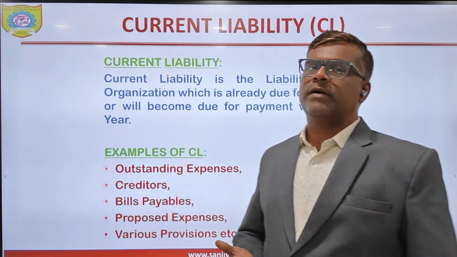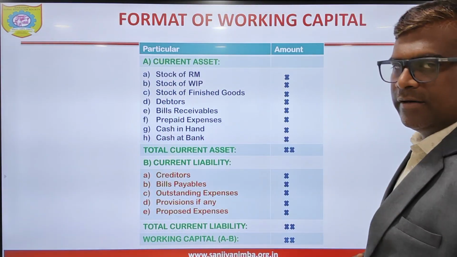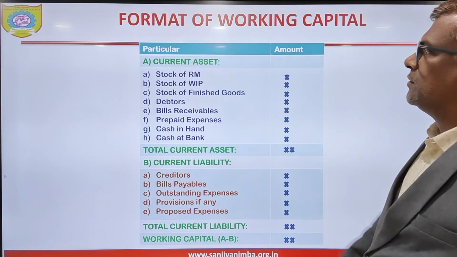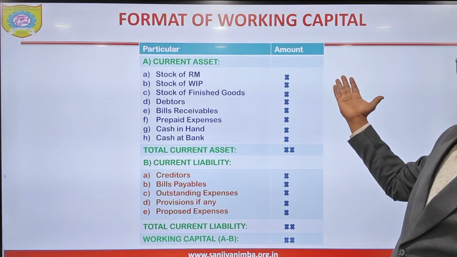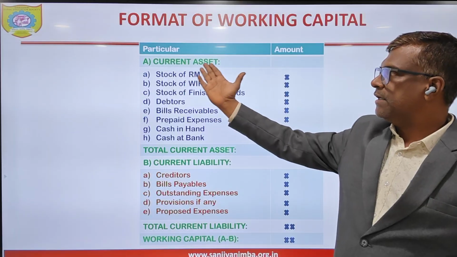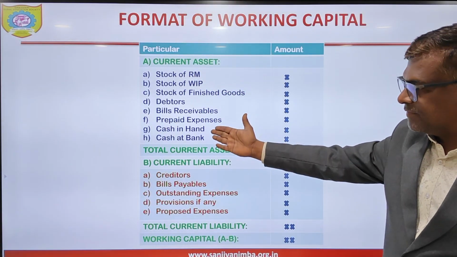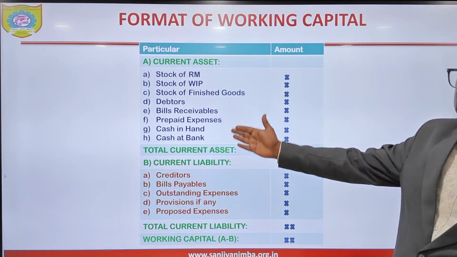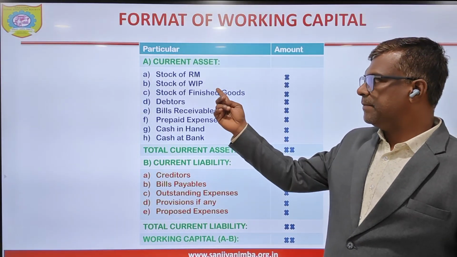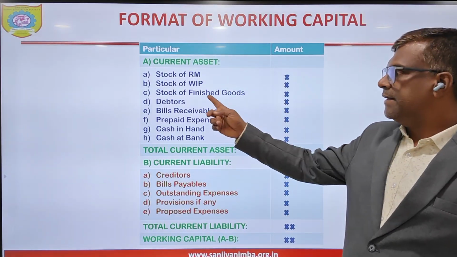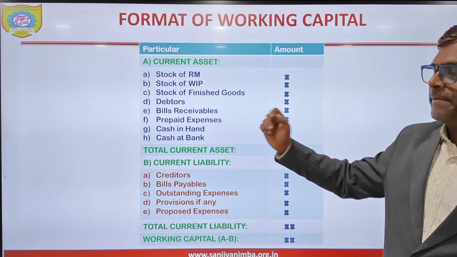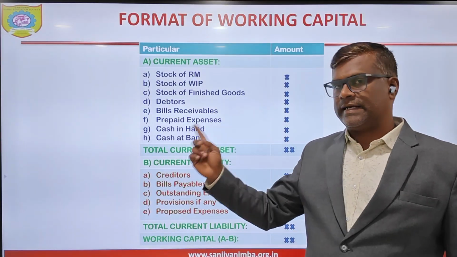So the perfect pro forma of working capital requirement is here in front of all of you. It has only two columns, particulars and amounts. Firstly, we will find out the current assets. These are the examples of current asset as we have already seen: stock of RM, stock of WIP, stock of FG, debtors, bills receivables, prepaid expenditures, cash in hand and cash at bank.